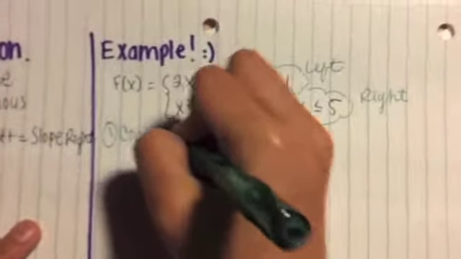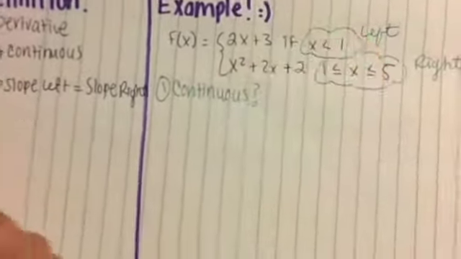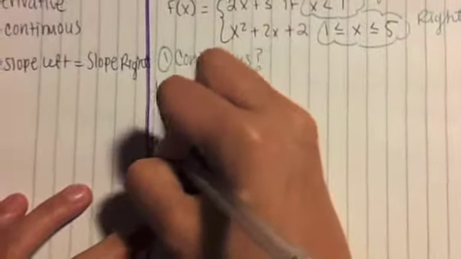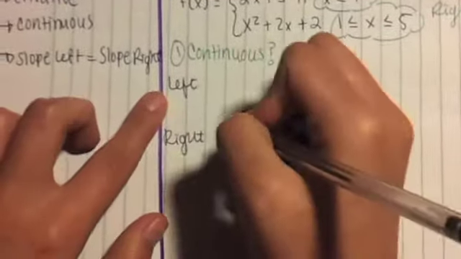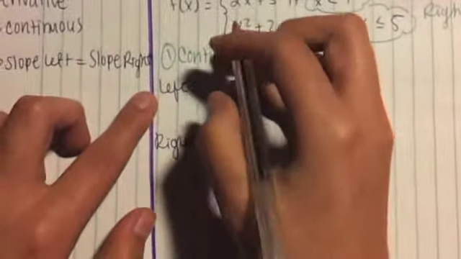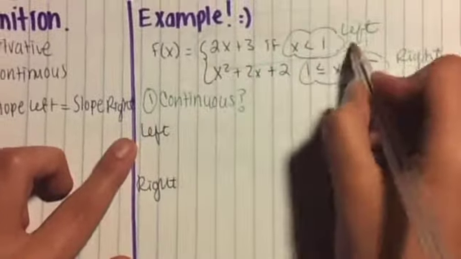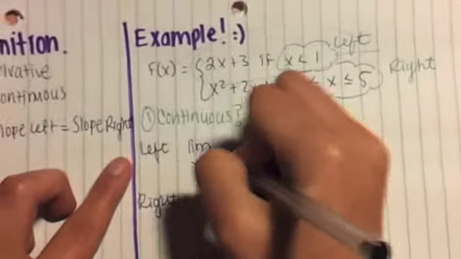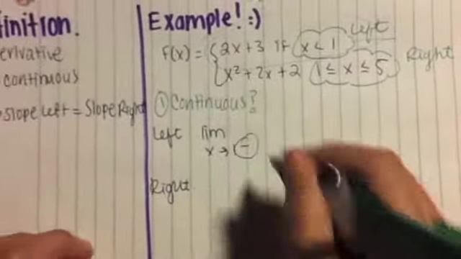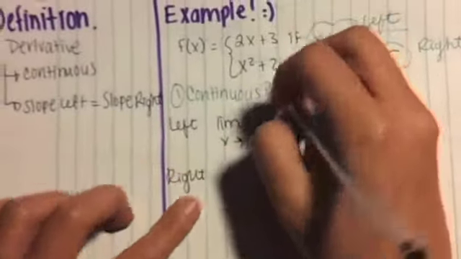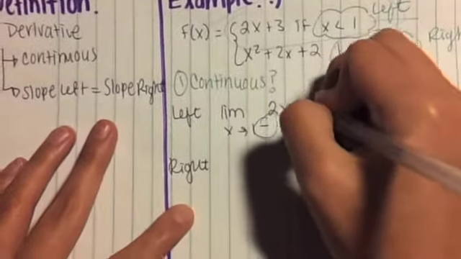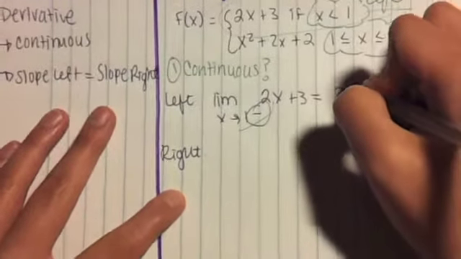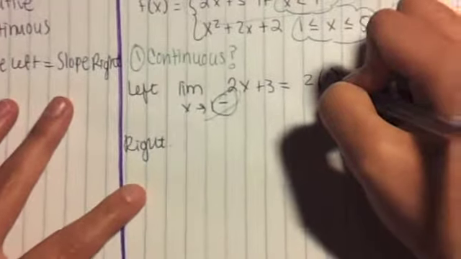So we need to know if the limit from the left equals the limit from the right. Let's find the limit from the left first, which means we pick this function since this is from the left. So the limit as x approaches 1 from the left of the function 2x plus 3, and we just plug in 1: 2 times 1 plus 3, which is 5. This is the limit from the left.